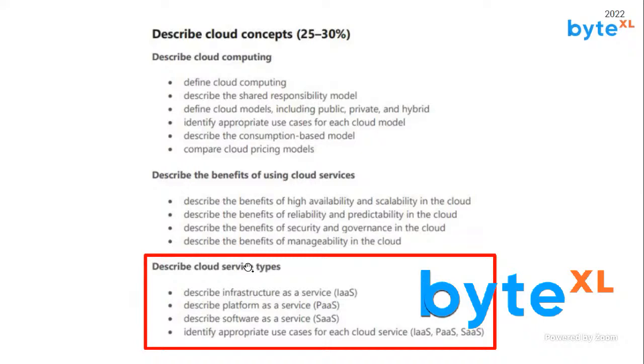So the cloud service types is the last subtopic in Module 1, and it is a very interesting one. It's infrastructure as a service. We tried to understand what infrastructure as a service is. Examples include virtual machine, load balancer, application gateway, virtual network, and much more that we have discussed in infrastructure as a service.